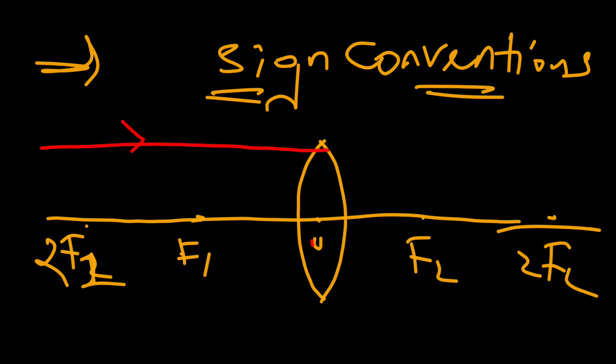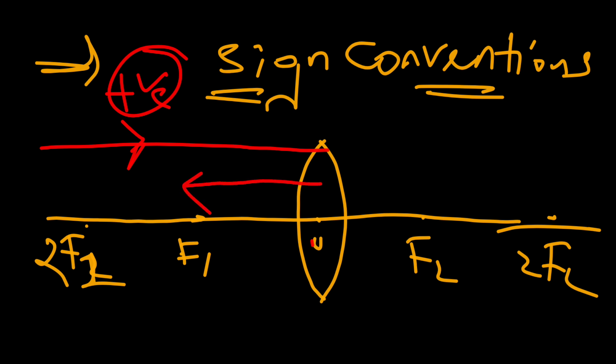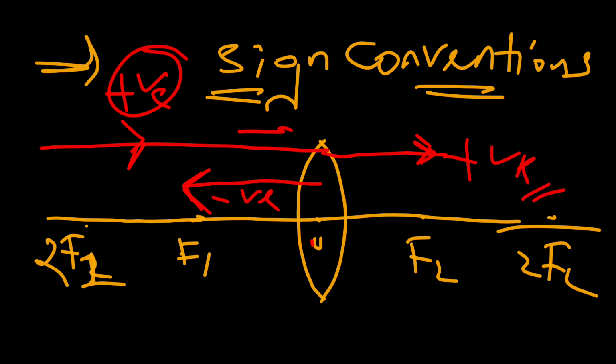Next point: the direction of the incident light is always considered positive. Let's say this is an incident ray, and its direction is towards this side. So the direction of this light ray is considered a positive direction. If anything is measured opposite to the direction of the incident ray, it is considered a negative value. If distances are measured in the direction of the incident ray, they are considered positive. You have to remember everything.